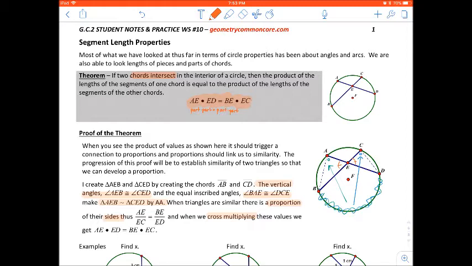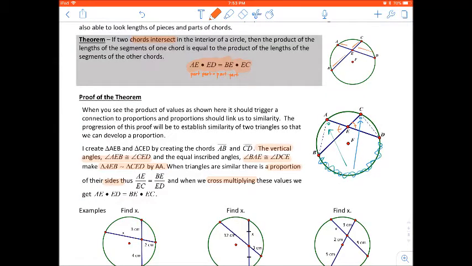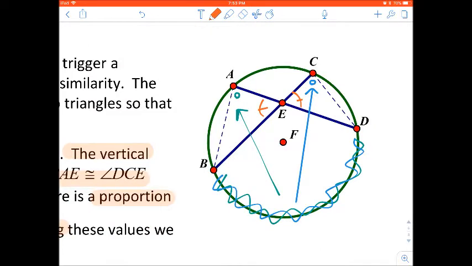If we look at the diagram, BE and CE that make up chord BC, those parts multiplied equal AE times ED. And this proof is pretty straightforward, so we are going to look at it briefly. We have 2 chords AD and BC drawn in. If you look at the triangles that are formed with the auxiliary segments, we have vertical angles marked in orange. The angles that I've marked with circles both intercept the same arc, so they're going to be congruent.